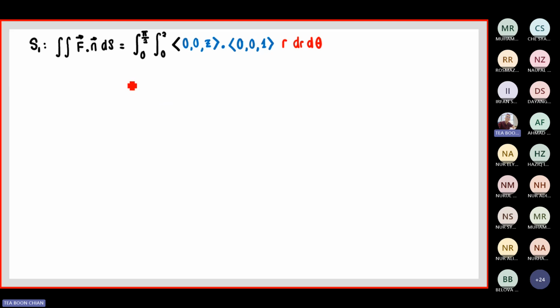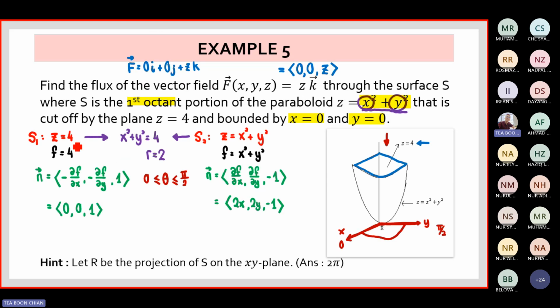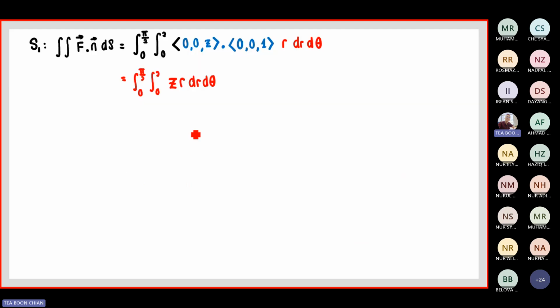So simplify, whatever is inside the dot product should also be simple. Now you get the integral 0 to pi over 2, integral 0 to 2, 0 multiply 0, 0 multiply 0, z multiply 1. You have z r dr d theta. Also, in S1, the z value is 4. S1, z equals 4. Therefore, now you can replace z, and the total integral is now actually 4r dr d theta.